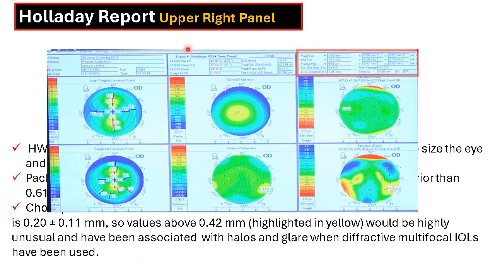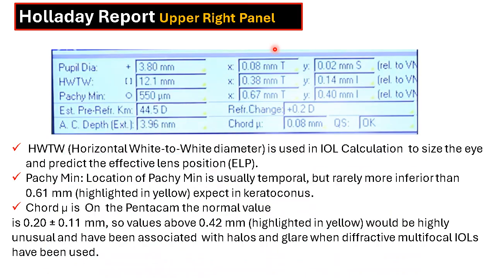The right upper panel of the Holladay report also carries some important information about the pupillary diameter and what's known as the horizontal white-to-white diameter, which is used by many IOL calculation formulas, like the Holladay 2, to estimate the effective lens position, the ELP. The Pachy minimum is the minimum thickness of the cornea.